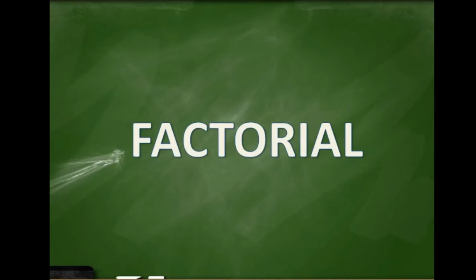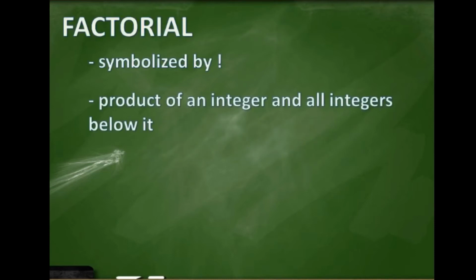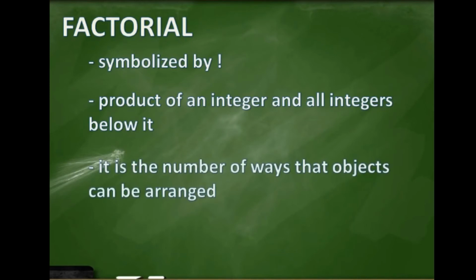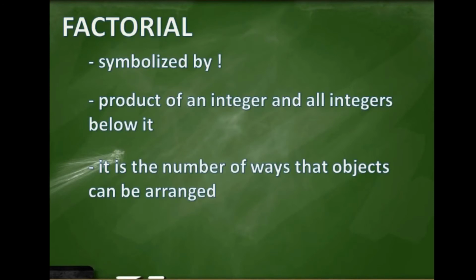Our topic for today is all about factorial. But of course, we will begin by defining what factorial is. When we say factorial, it is symbolized by an exclamation point. It is a product of an integer and all the integers below it. And also, it is the number of ways that a number of objects can be arranged. To fully understand the concept of factorial, we'll be discussing some more examples.